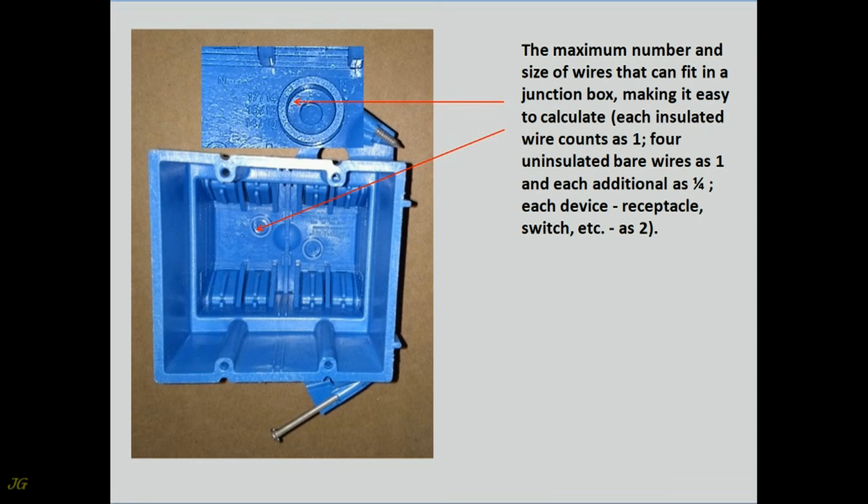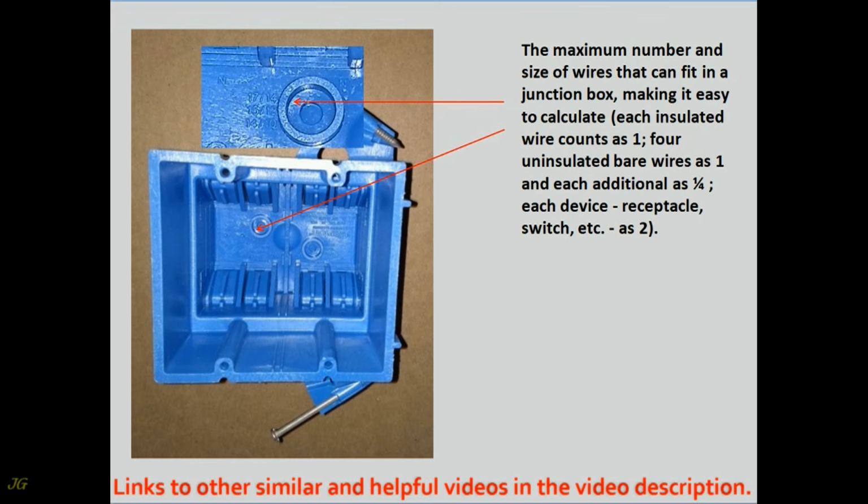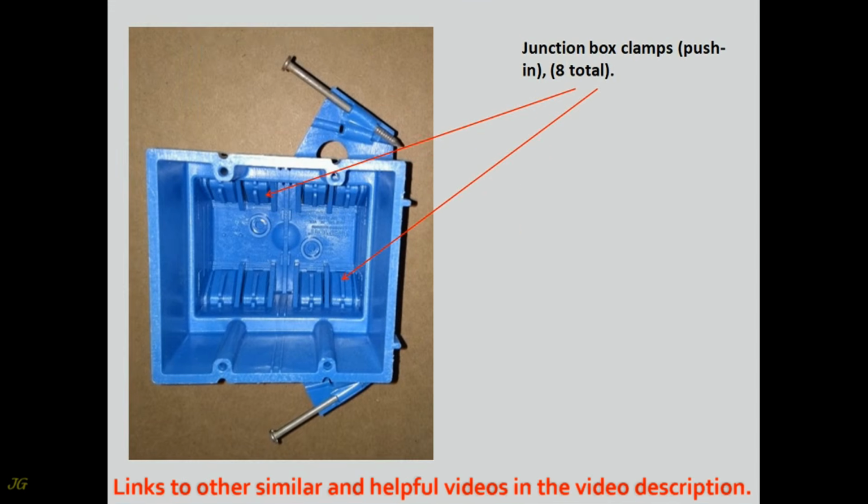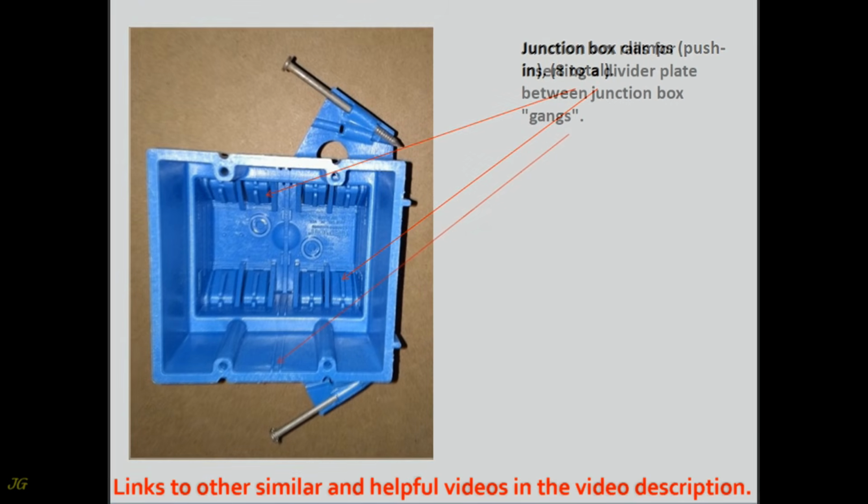Each insulated wire counts as 1. 4 uninsulated bare wires count as 1, and each additional one as 1/4. Each device, receptacle, switch, etc. counts as 2. Junction box clamps, push-in, 8 total.